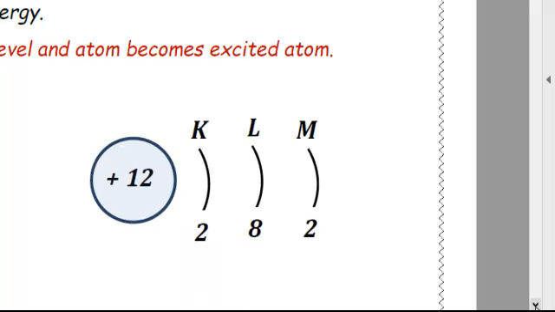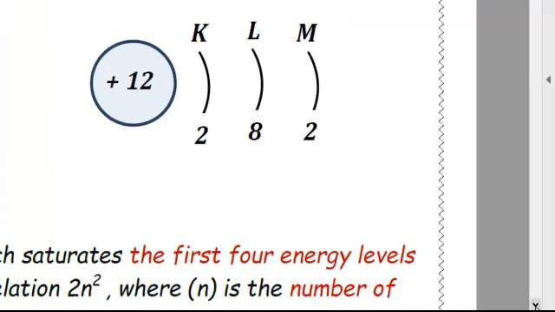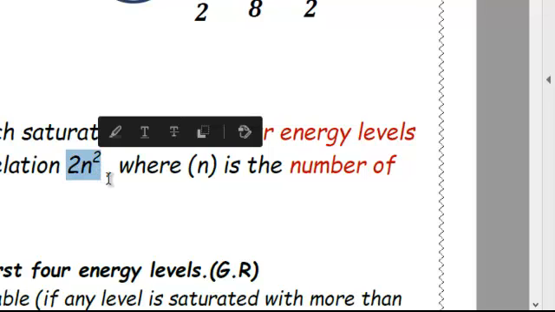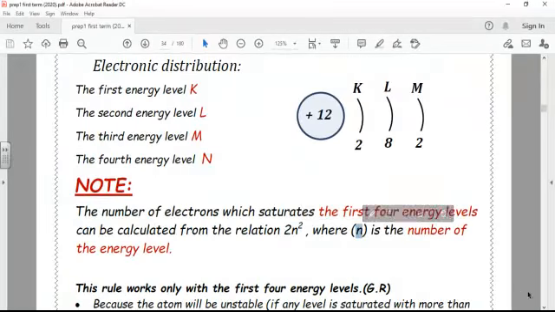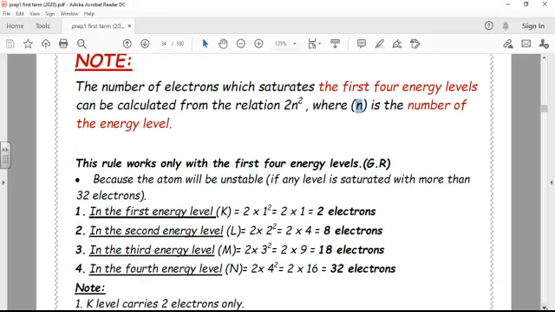But how many electrons are in each energy level? The number of electrons in each energy level is controlled by a rule we call 2n power 2. What is meant by 2n power 2? It's the rule that controls the number of electrons in each energy level, while n is the number of the energy level itself. For example, K carries 2 electrons, L carries 8, M carries 18 and N carries 32 electrons.